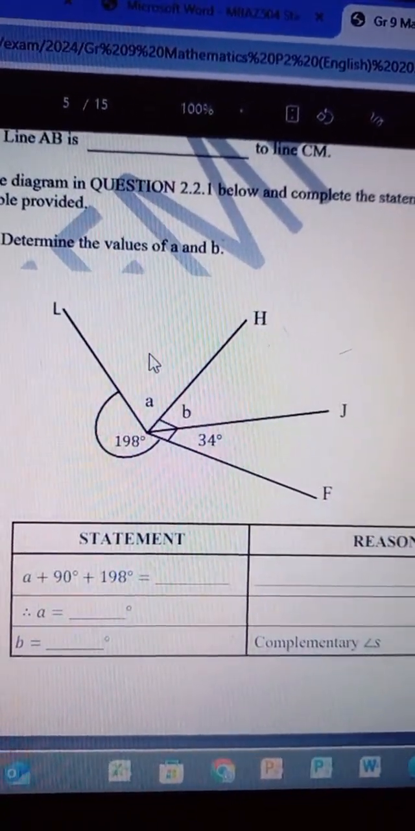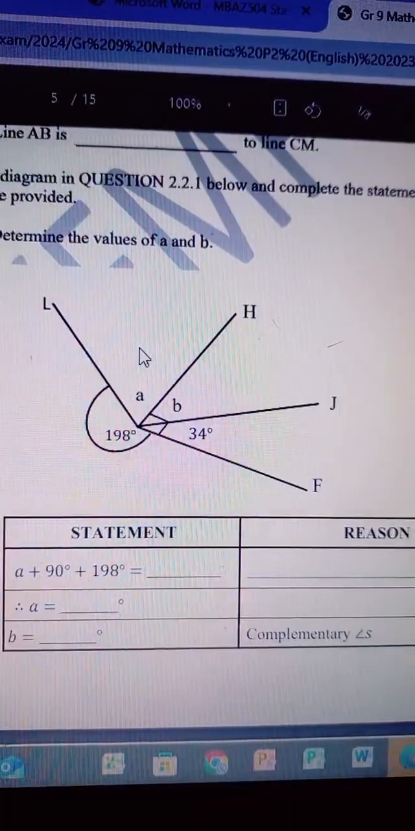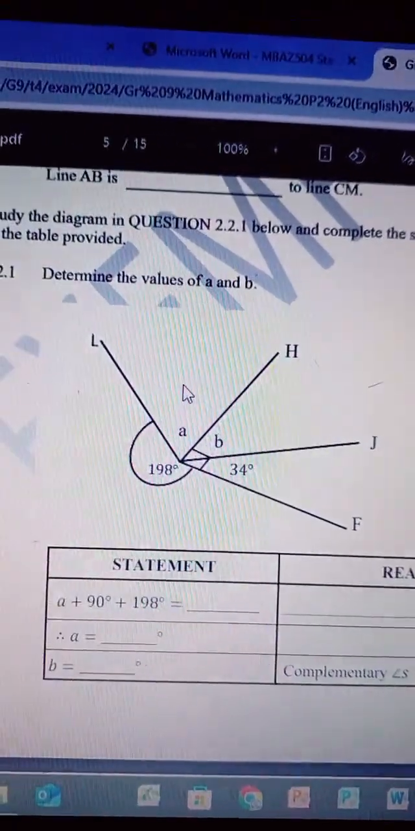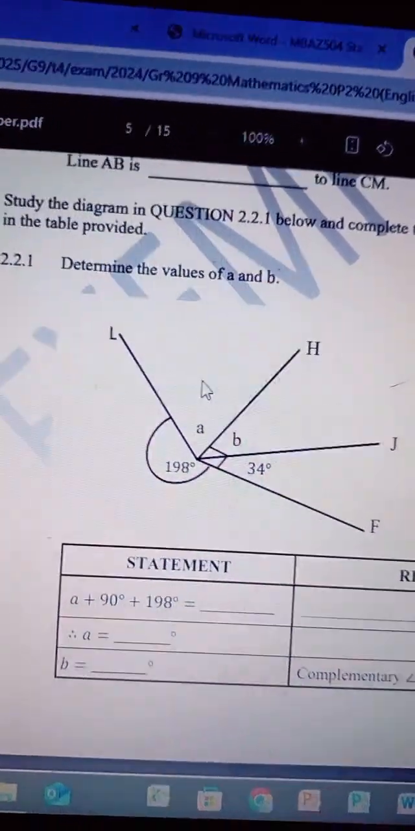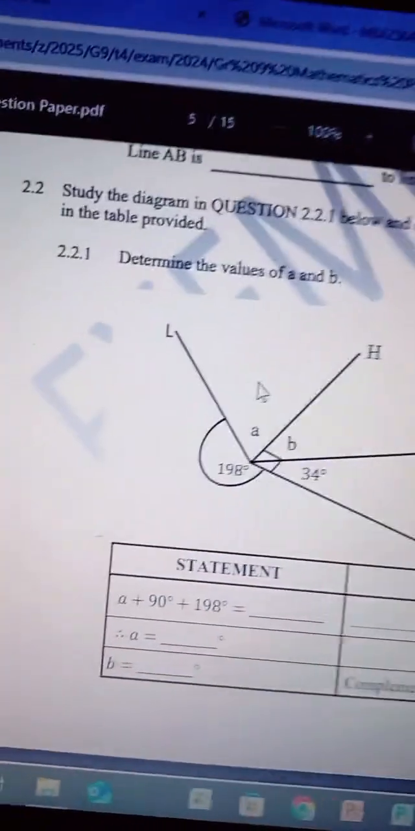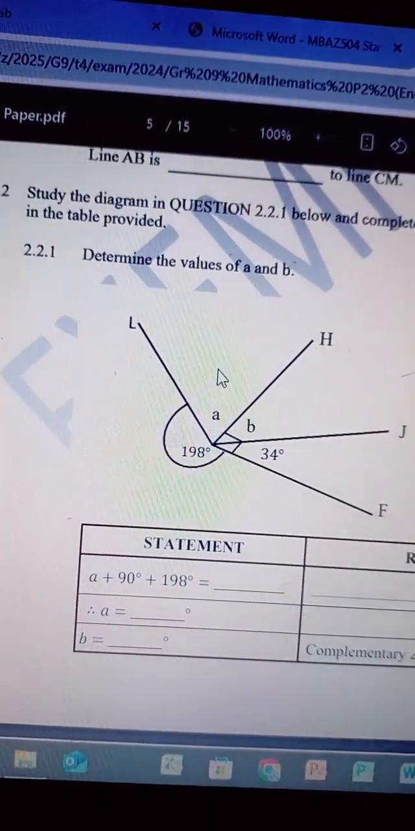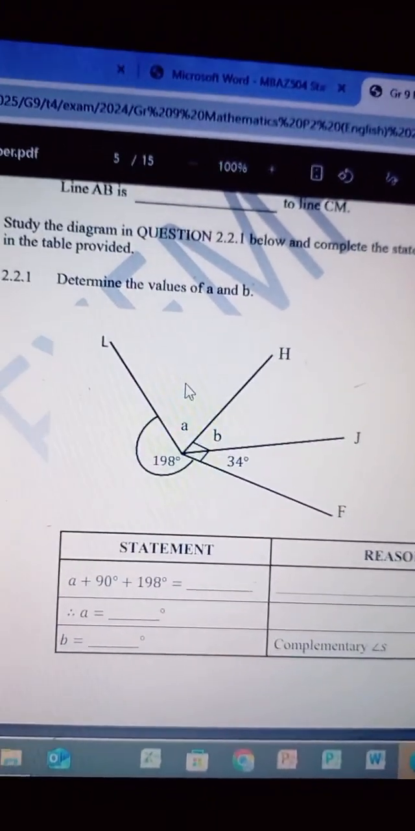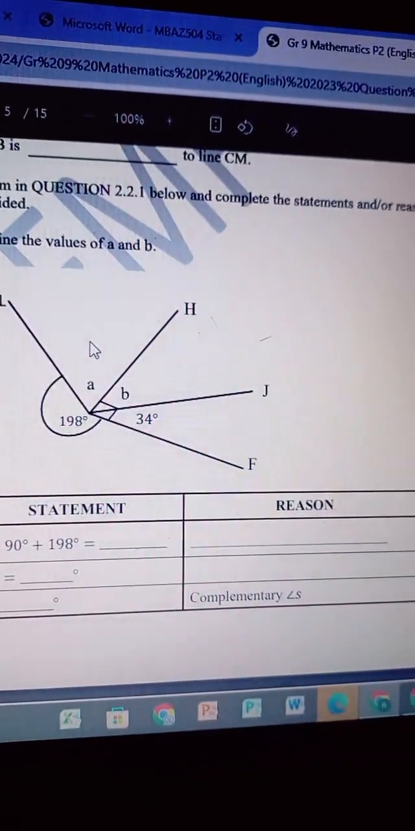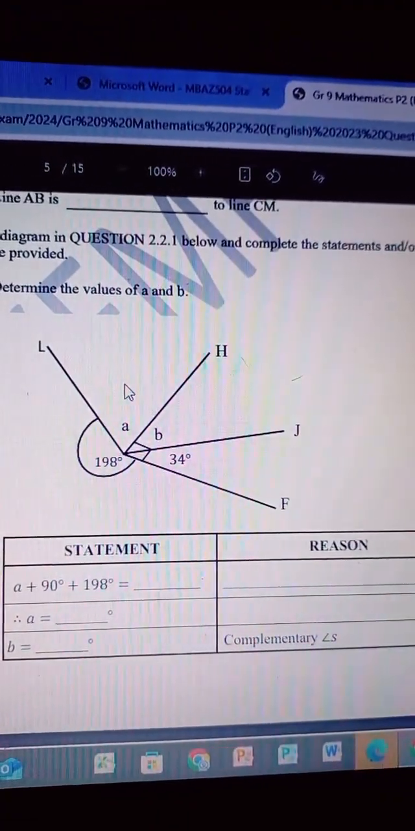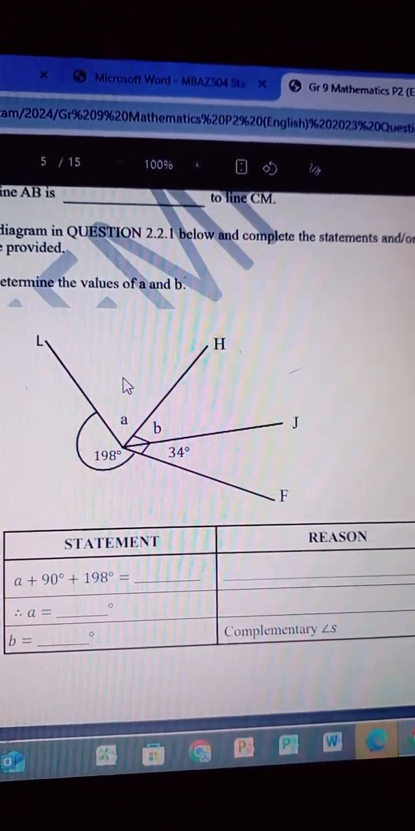Find the value of AB. You see? Find the value of what? AB. What do we do there? What is the answer for A? What is the answer for B?